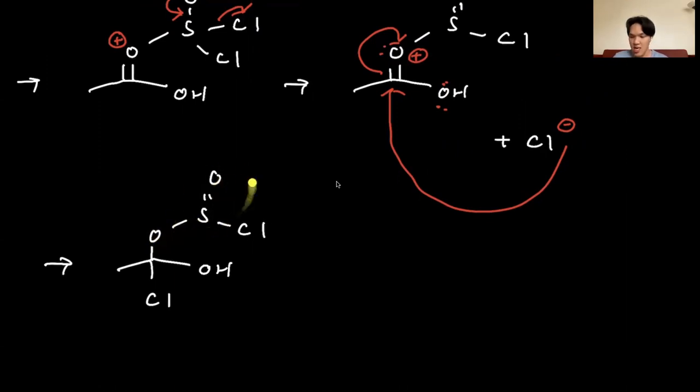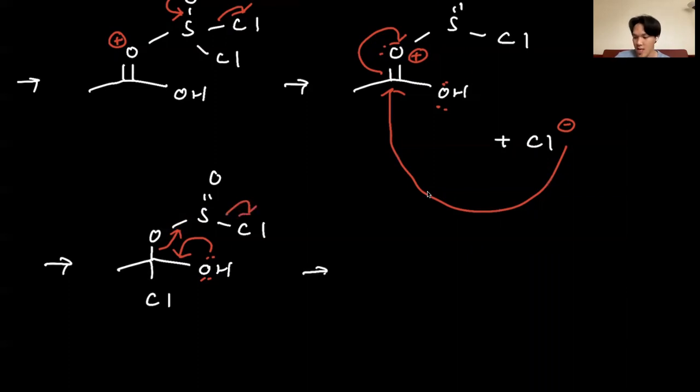And then what we're doing here is we're actually making this a good leaving group. This SO2, we were making it a good leaving group. So what's actually going to happen is the lone pairs on this hydroxyl will come and form a double bond here. This C to O bond will leave and go up to this S to O bond. And then as that happens, this chlorine will leave.